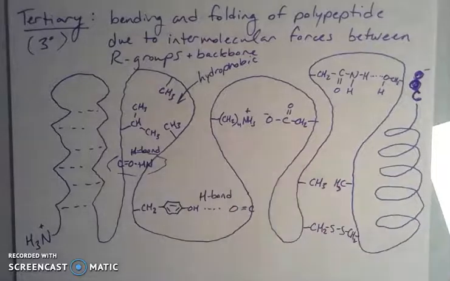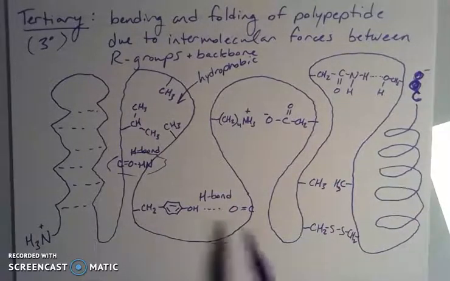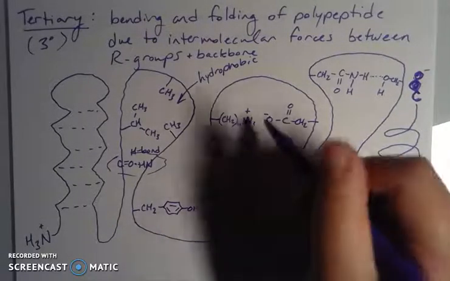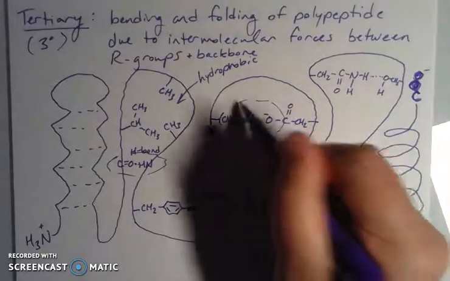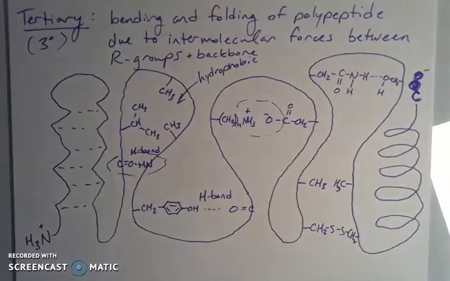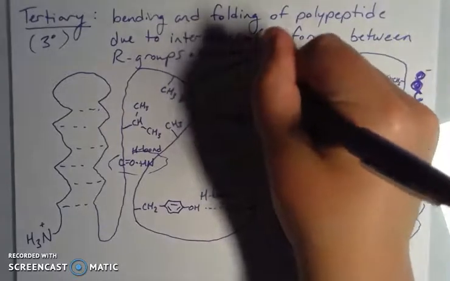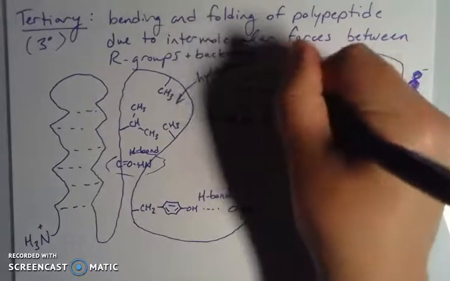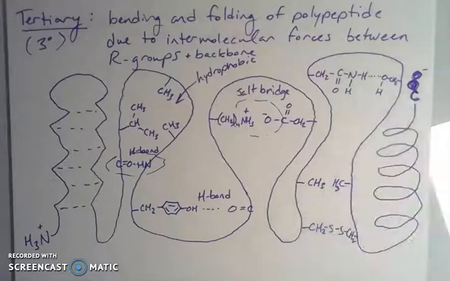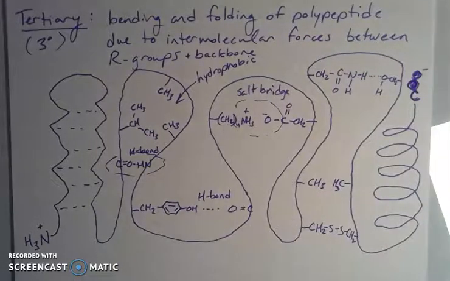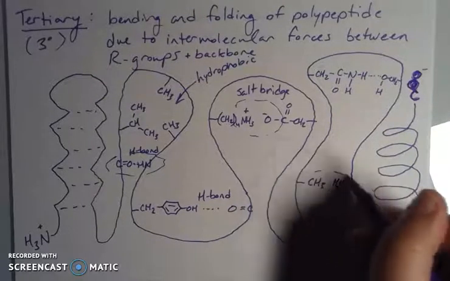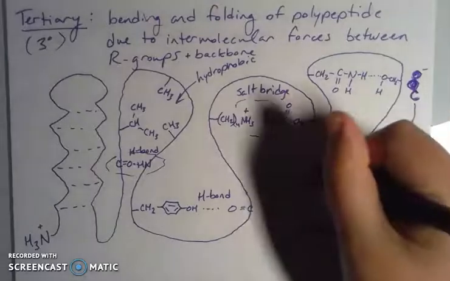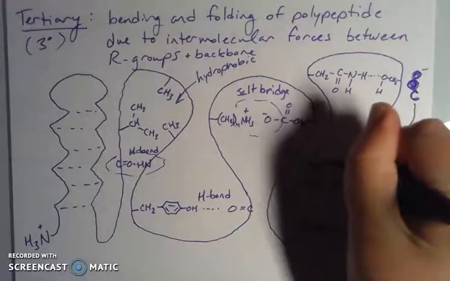So not just between the backbones, but between R groups and the backbones. We can have attraction between a negative charge on one and a positive charge on the other. This is called a salt bridge, referring to the fact that it's an ionic relationship. So the negative charge of one and the positive charge of the other are attracted to each other in a salt bridge. We have some more hydrophobic interactions here. These guys like to be together, hydrophobic.